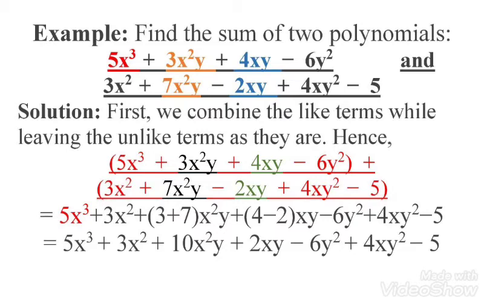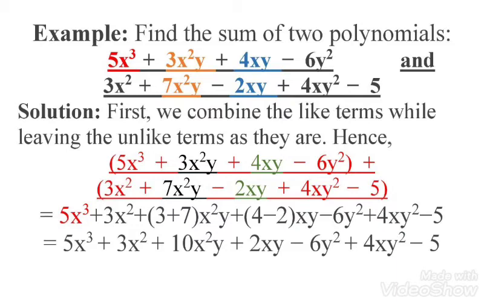Again we see xy, 4xy minus 2xy. 4 minus 2 into xy is equal to 2xy. Then minus 6y square, it has no matching. 4xy square, it has no matching.